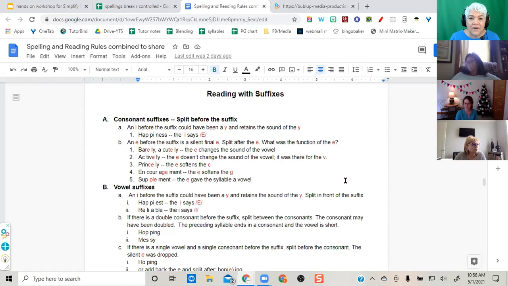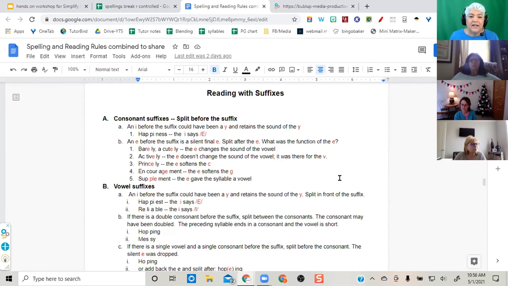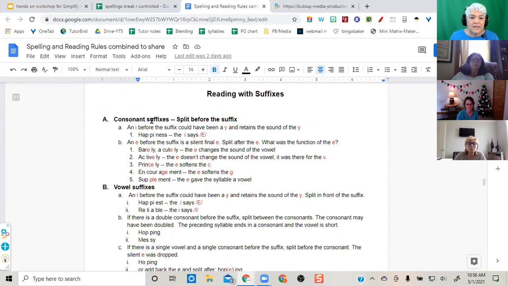And this is where a lot of our kids get messed up, is taking what you've taught in spelling and working backwards when you come to reading. So a lot of us spend time teaching it in spelling. And most kids I see need a little extra time when it comes to working with it in reading. So this is a kind of a flow chart. If you have a consonant suffix, generally you're going to split before the suffix. If there was an I in front of it, it used to be a Y. Yes, it used to be a Y. I said that correctly. And it retains the sound that the Y had.